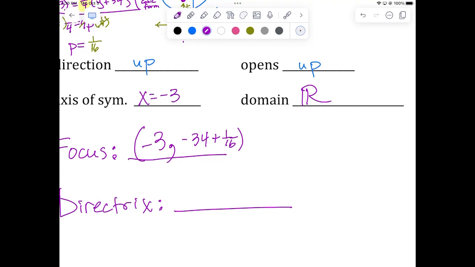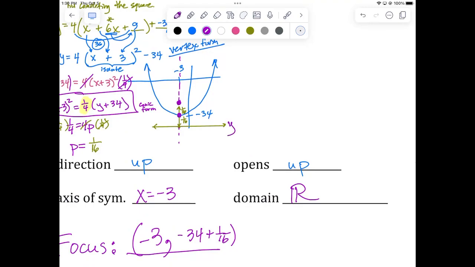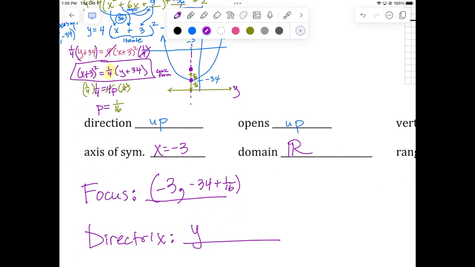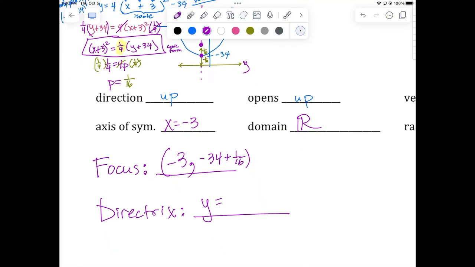I know y'all can do that. We're not testing over that. We're testing over ideas right now. It's negative 34, and we go up a 16th to the high point. That means the directrix, which is a horizontal line of the form y equals, has to be y equals what? Negative 34, and now I do what? Minus 1/16. Good. So now I'll say negative 34 minus 1/16.